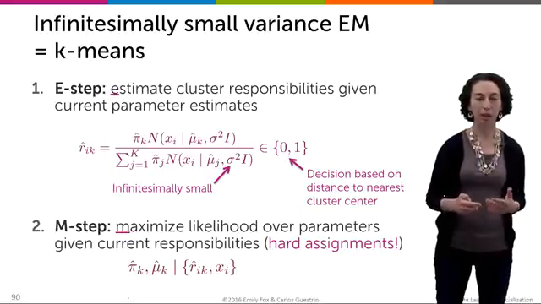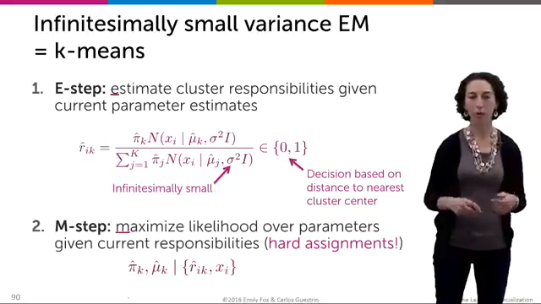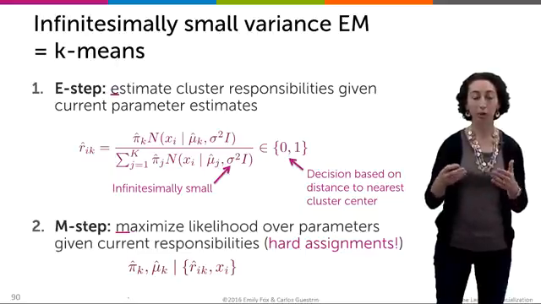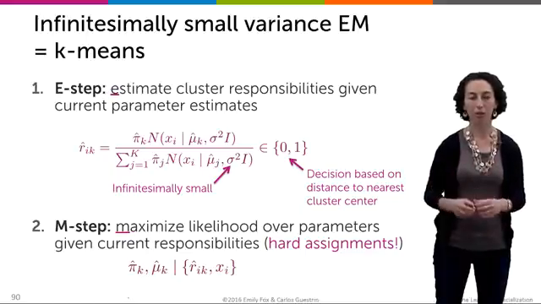and use that to estimate the mean in that cluster. And so what we see is that these two steps of our EM algorithm are exactly what we do in k-means, where we make hard assignments of observations to clusters just based on the distance to the cluster center, and then we recenter the clusters where we just compute the average of the data points assigned to each cluster.